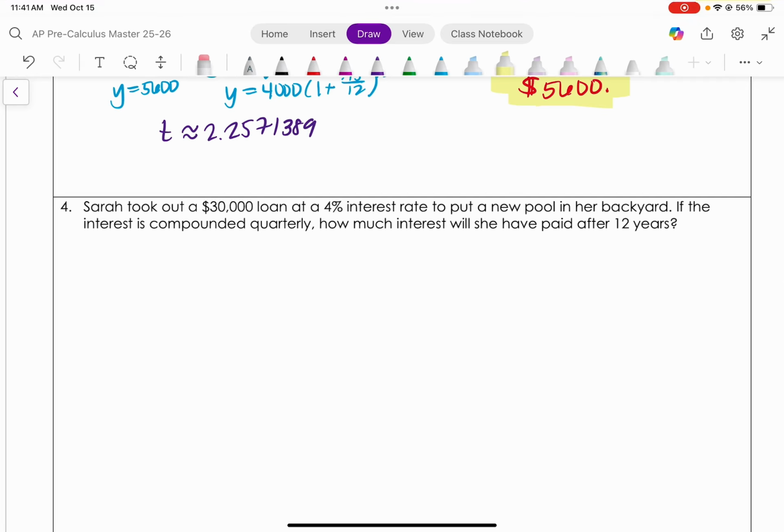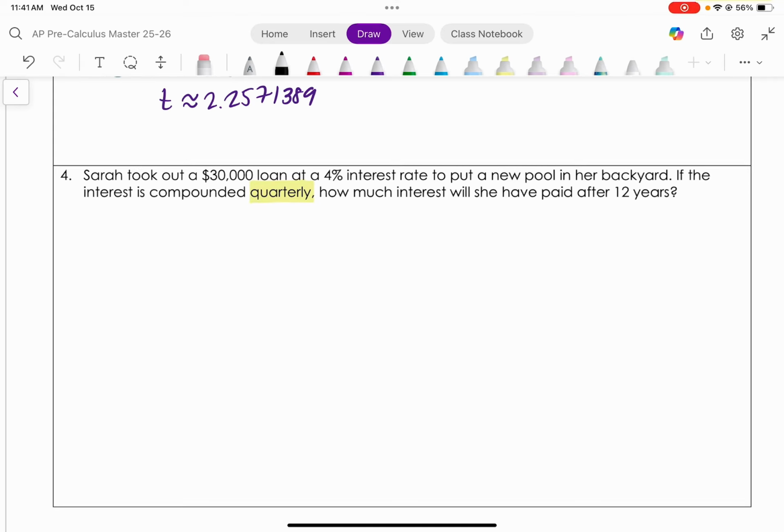The next one asks: Sarah took out a $30,000 loan at a 4% interest rate to put a new pool in her backyard. If the interest is compounded quarterly, how much interest will she have paid after 12 years? So let's find out how much money it will have grown to after that time. We'll use our formula again. We know it's this formula with an r and an n because it's talking about compounded quarterly. So let's sub in what we know.